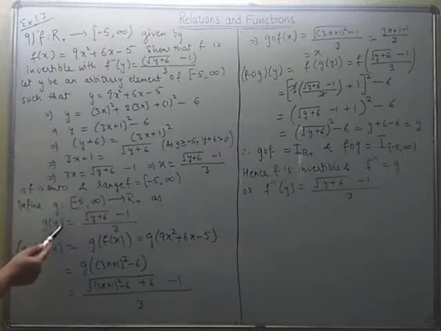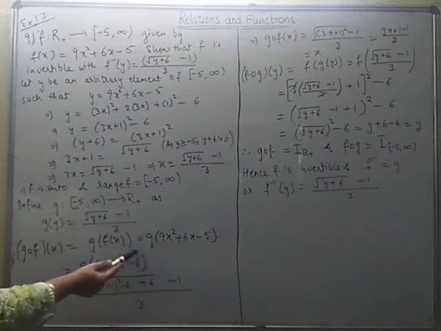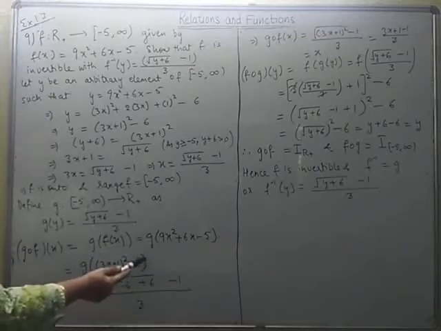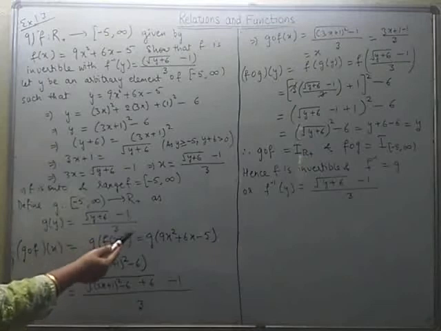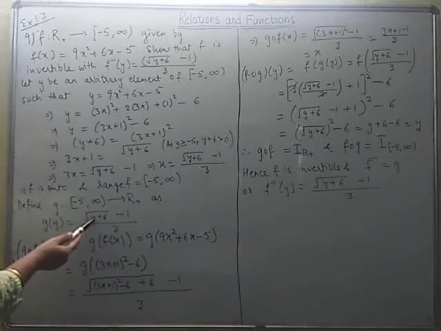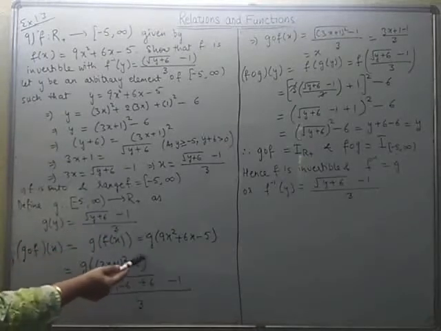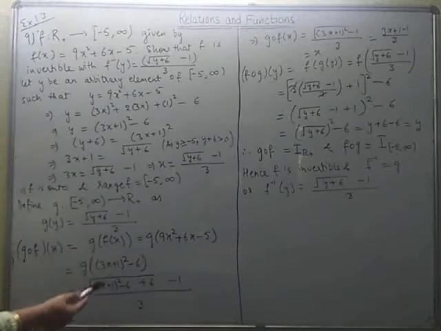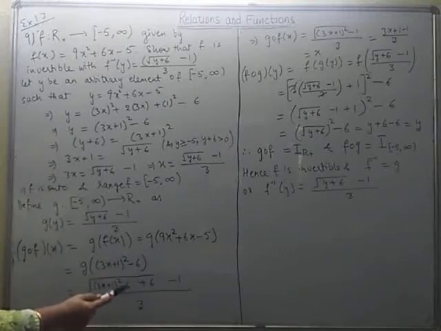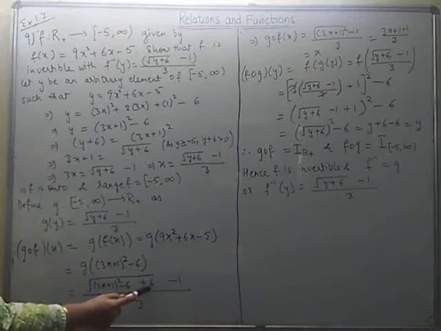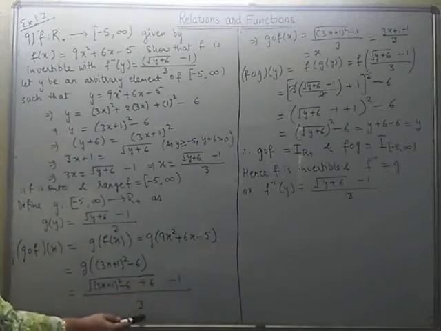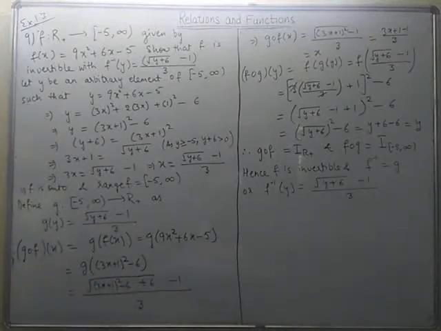See, this y is being replaced by this quadratic polynomial. So on the right hand side, wherever y appears, you replace y by this entire expression. Okay, so we get square root of, this is y. Okay, what is y? (3x plus 1) whole square minus 6. So y plus 6, the value of y plus 6, and then minus 1 divided by 3. You can very well see plus 6 and minus 6 will get cancelled out.